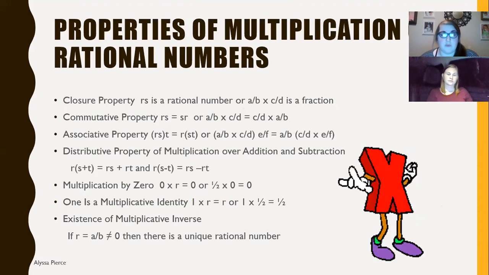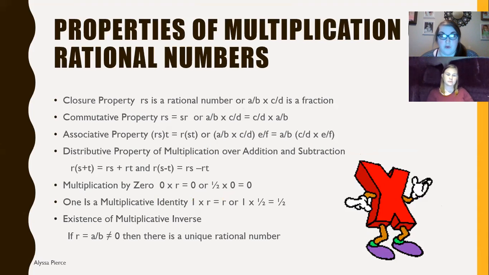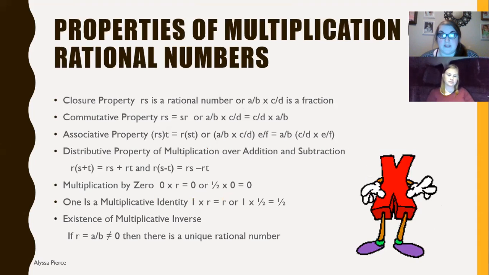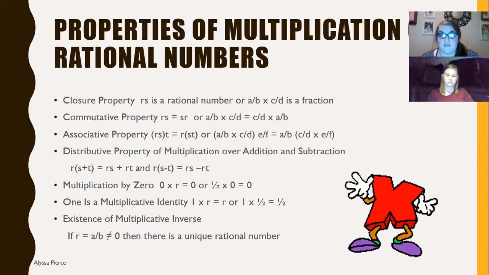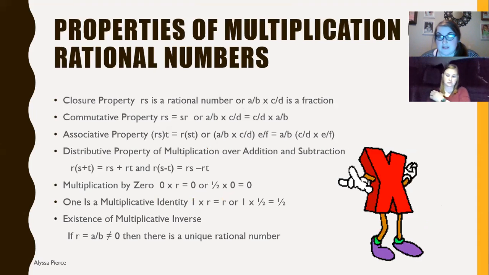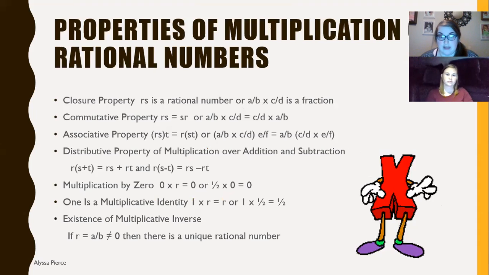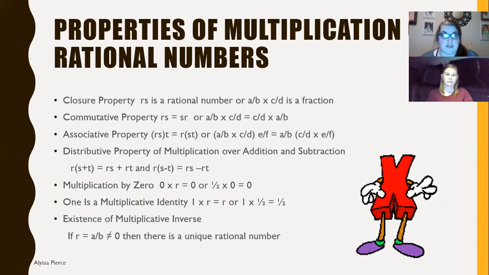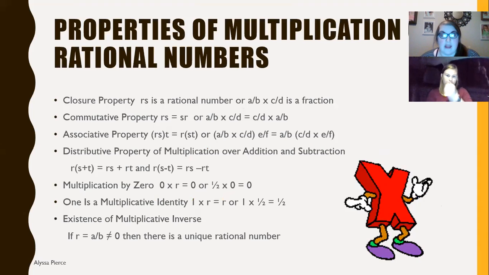Then we have multiplication by 0, which means anything times 0 is going to give you 0. Then we have 1 is a multiplicative identity, which means 1 times anything is going to give you that anything back. We also have the existence of the multiplicative inverse, which means if r equals a over b and does not equal 0, then there is a unique rational number.